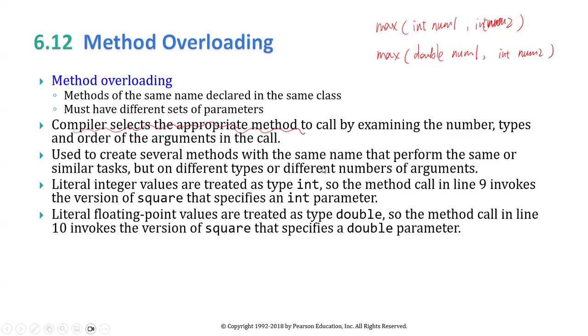And we can use method overloading to create several methods with the same name that perform the same or similar tasks, but on different types. Okay, the only difference is the types or different numbers of the arguments. Literal integer values are treated as type int. So the method call in line 9 invokes a version of square that specifies an int parameter.